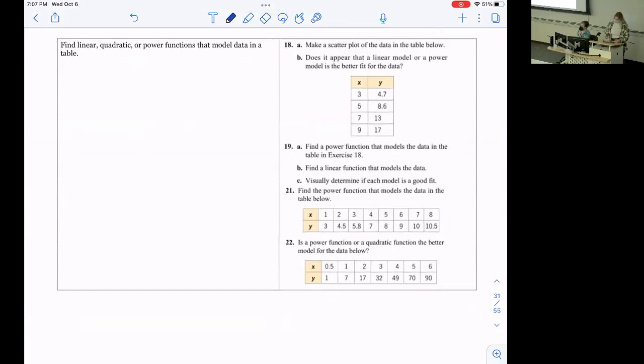Okay. Now this set, find linear, quadratic, or power functions that model data in this table. This will be where you drop these points into your calculator, see what the graph looks like. And then a little bit later in this packet, I have an informational table that shows what all the different graphs look like, whether it's linear, quadratic, cubic, or quartic. Let's go ahead and scroll down.